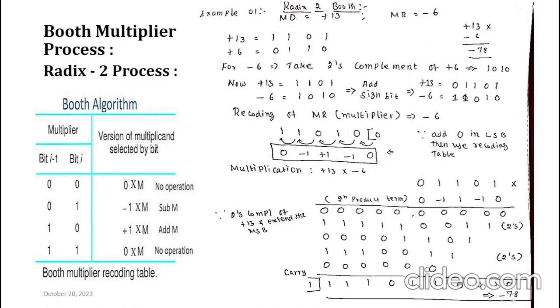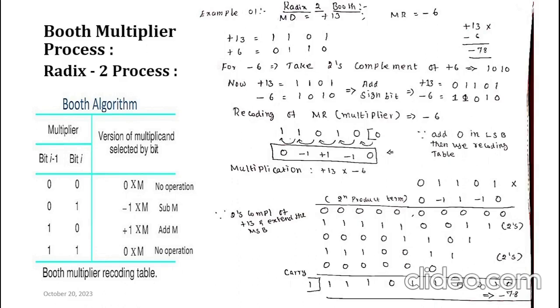So we need the result -78 for these inputs. Let's proceed to the process. Initially I am just mentioning the binary values: for +13 it is 1101, and for +6 it is 0110. But you will definitely ask one question: my multiplier value is -6, so we are going to convert -6 from +6. What is the process to convert a positive value into a negative value? We have to take a 2's complement.